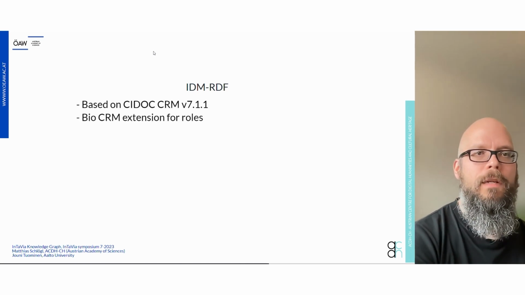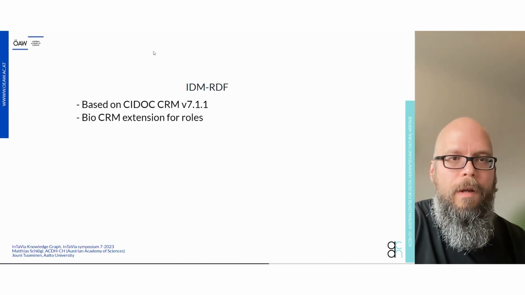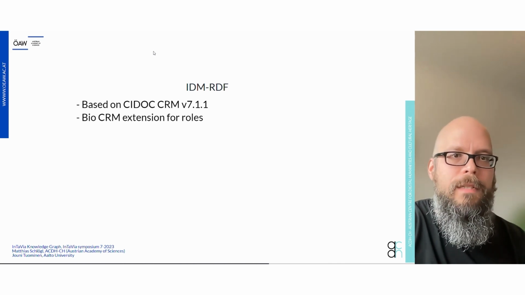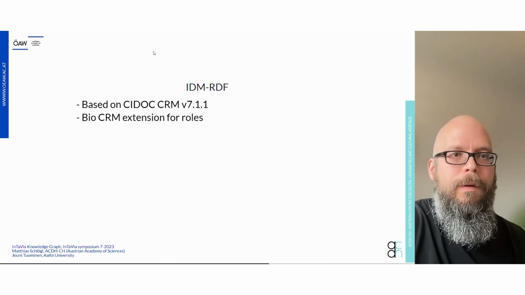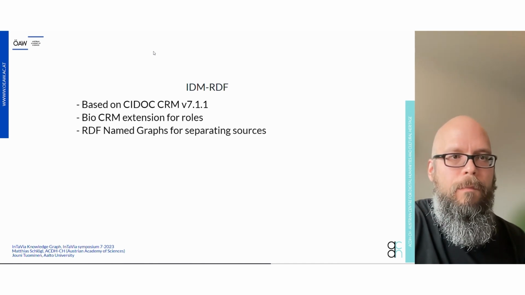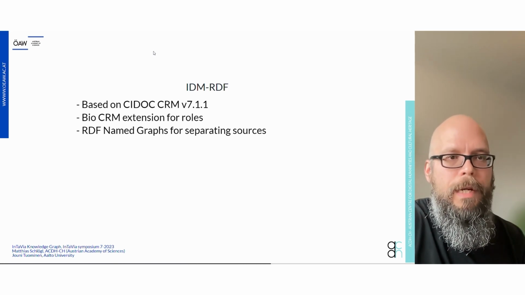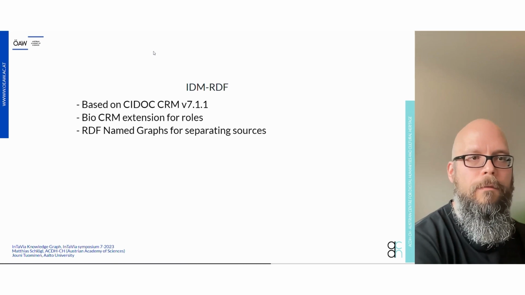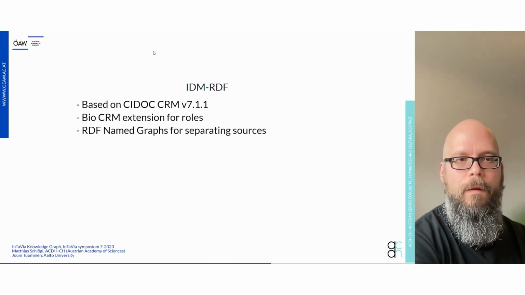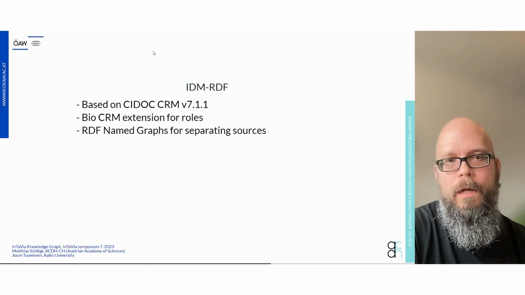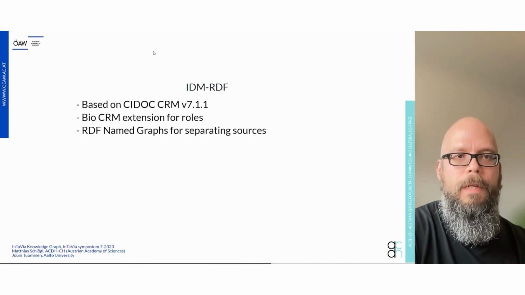The data model is based on CIDOC-CRM version 7.1.1, and that's the ISO standard, an event-based model for representing all kinds of cultural heritage data. And we are applying that. We use the extension BioCRM for representing the roles in CIDOC-CRM based data. And we use named graphs in RDF to separate the sources, for example, data coming from different biographical databases or object databases. This also helps us to keep track of the provenance of the data.